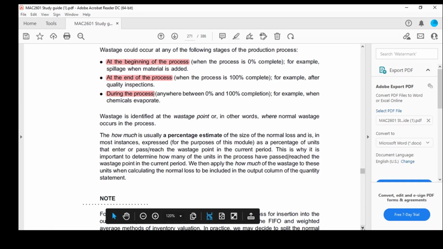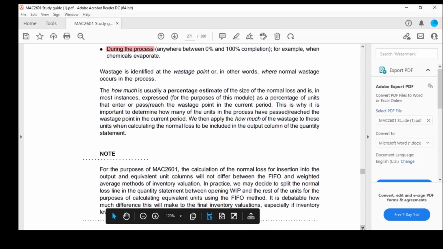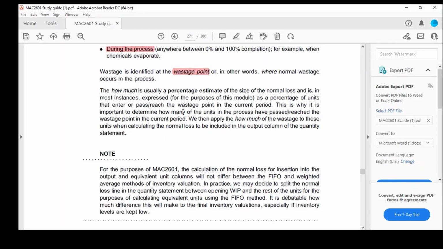Because it's the where part that's also important for you to calculate it, right? So wastage is identified at wastage point. So all I've been explaining here, the where part, when you have identified where this loss occurs, that's what we call a wastage point.